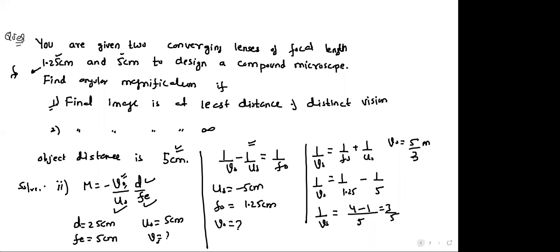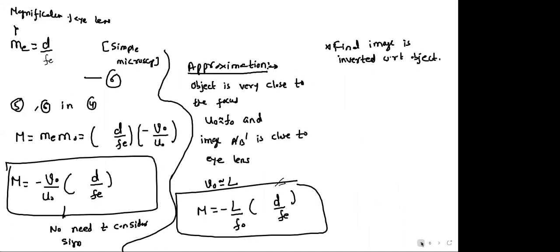But Jumana, you don't need VE, na? For M, you don't need VE. You just need U naught, V naught, D, and FE. Although VE in this case is 25 centimeter, you don't exactly need VE. You need D, FE, U naught, V naught.